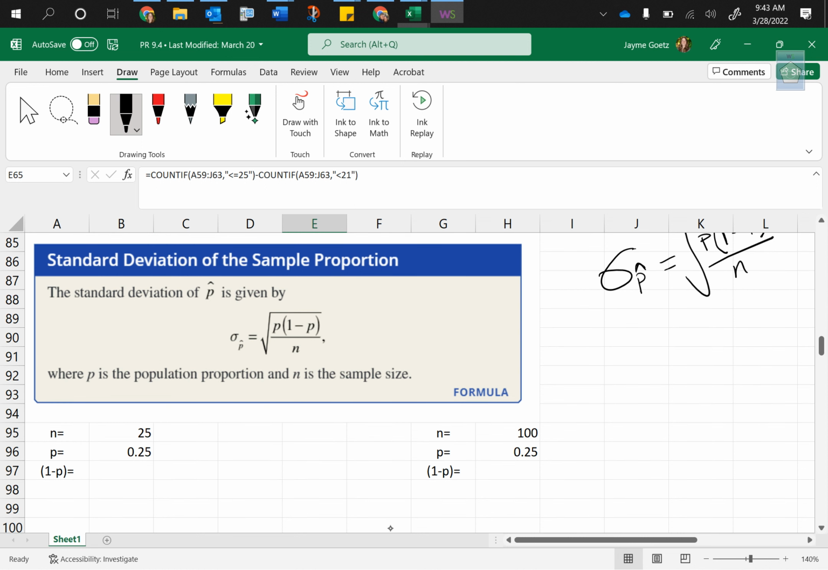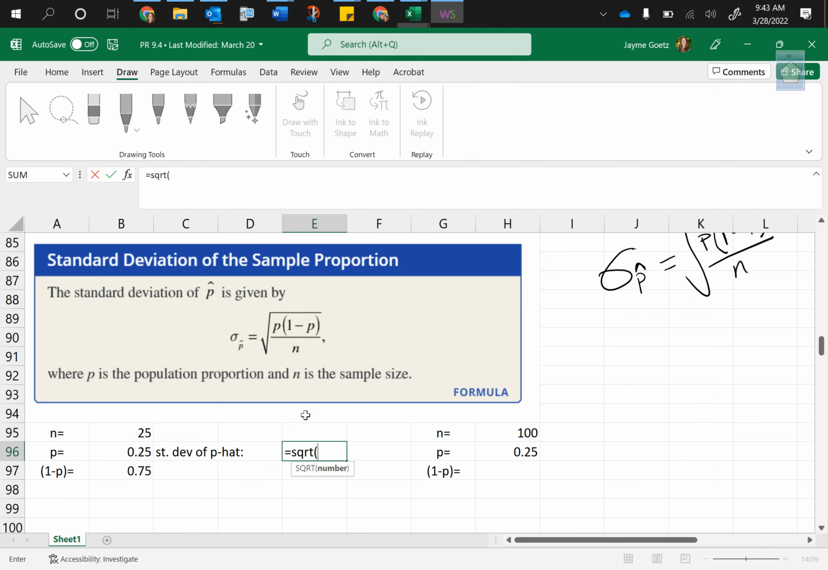Now, let's do a little bit of practice with this, just so you understand how the formula works. My first little example here says, let's say I have a sample size of 25 and my proportion, or my p-value, is 0.25. So to find my 1 minus p-value, I just type in equals 1 minus, okay? Now I want to try to find the standard deviation of my p hat, and we can do it all at once. We're going to type in equals square root of, and underneath the radical, we have multiplication over division.